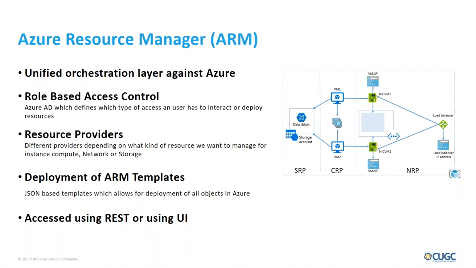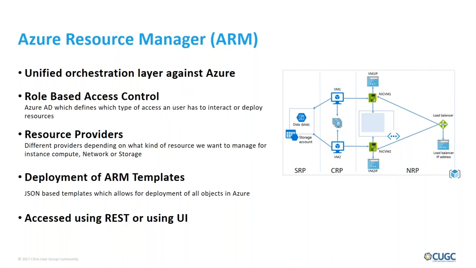So to provision this in ARM or Azure Resource Manager, you would spin up the VMs, and the ARM provisioning platform would talk to the storage resource provider to do the storage, the compute resource provider to actually spin up the VMs, and then the network resource provider for the load balancer and the NICs and the IP addresses.